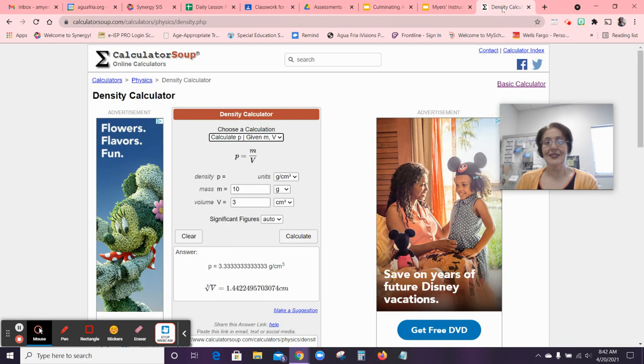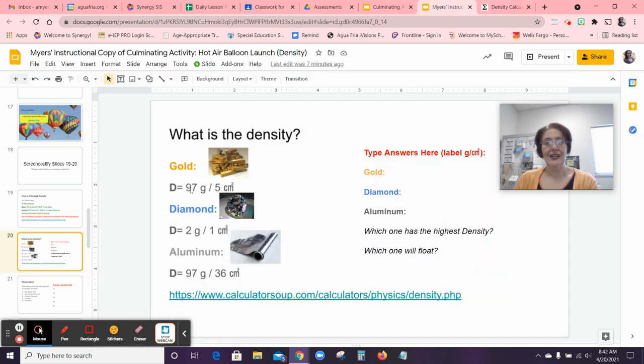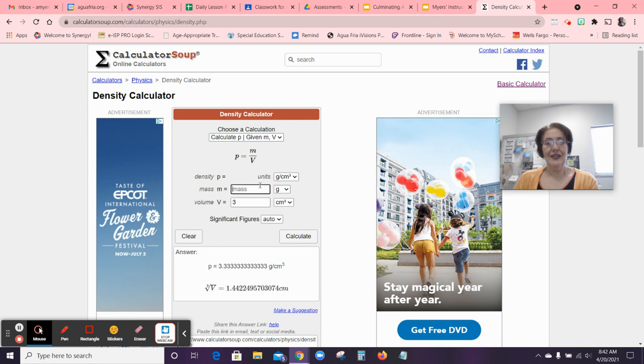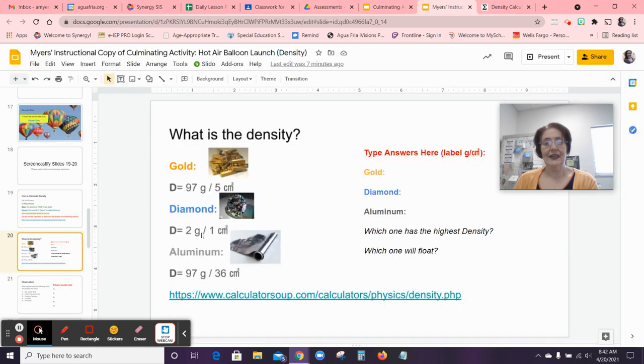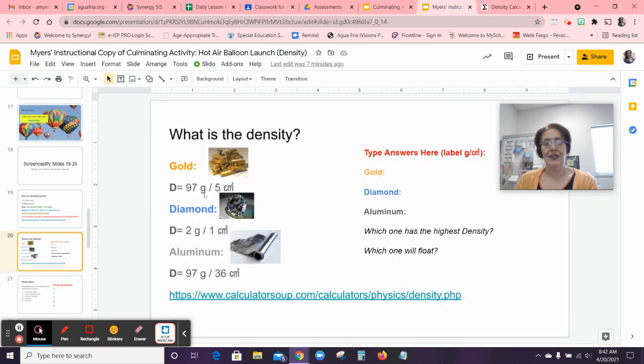So let's go to the density calculator. All right, and we have our mass, remember, which is that first number right here, 97. And we're going to type in 97. All right, and then our volume, which is the second number right here. This is our volume, 5, right there. I'm going to type that in, 5. Right, we can make sure our letters are the same. So we have G. Let's see if that's the right letter. Yep, G, so 97 G grams.